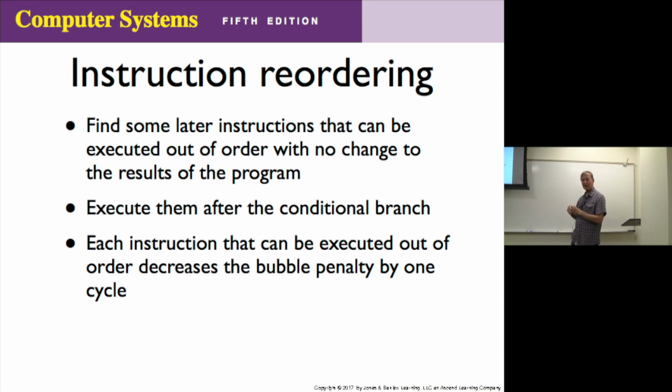And so a good optimizing compiler can detect these data dependencies, and instead of executing the instructions in the order that they would normally be executed in, actually take them out of order. Sometimes you can find instructions where you can do that, sometimes not. But if you can find them, then you can, and that's called instruction reordering. And what it does is it fills the bubble in the pipeline with instructions that have to be executed anyway. And if their execution out of order does not affect the final results, then you can reschedule them and put them out of order. And each instruction that can be executed out of order decreases the bubble penalty by one cycle.